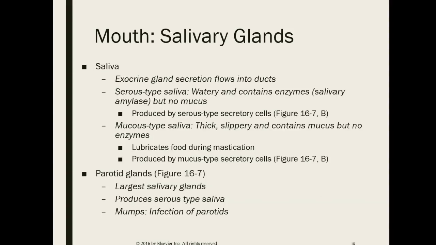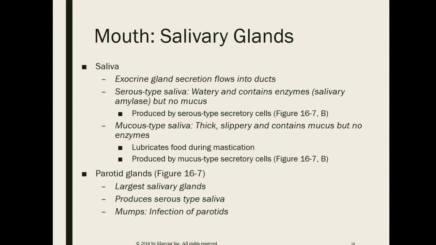Then in the mouth, we'll also find the salivary glands. So the saliva can be broken up into two different types, either serous type saliva or mucus type saliva. The serous is going to be watery, and it also contains enzymes, but absolutely no mucus. So this is going to be produced by the serous type secretory cells. The mucus type saliva is thick and slippery and contains mucus but no enzymes. So its main role is going to be lubrication.